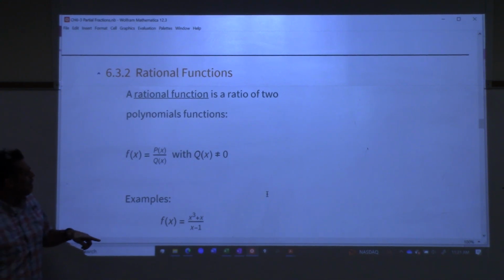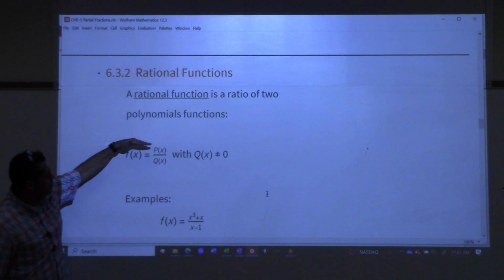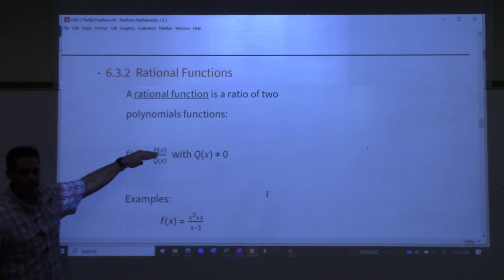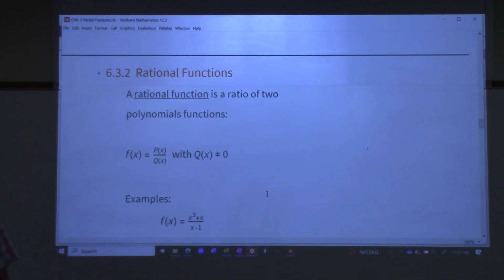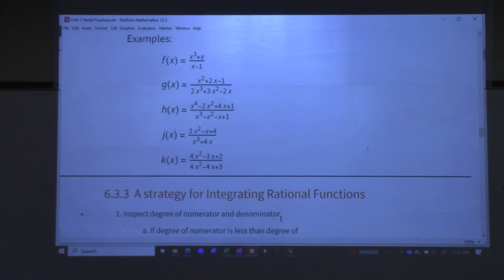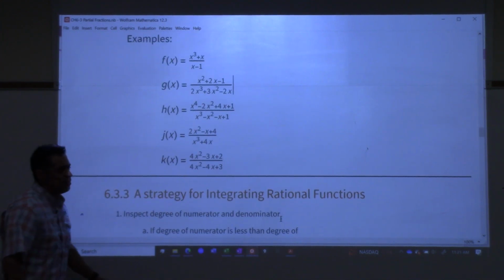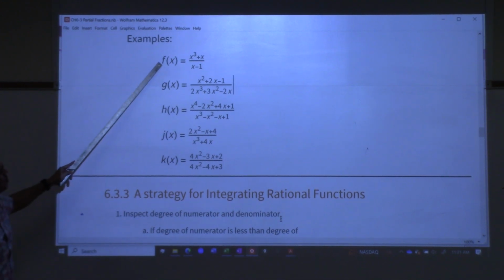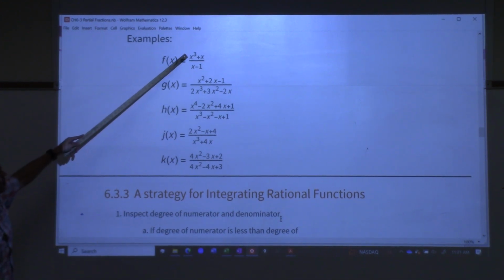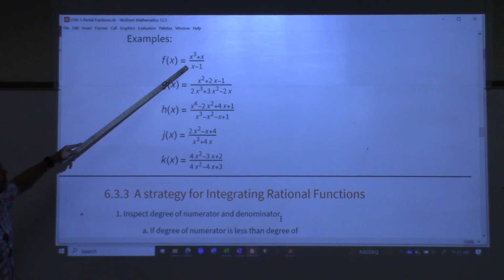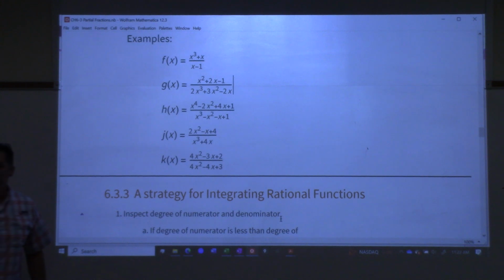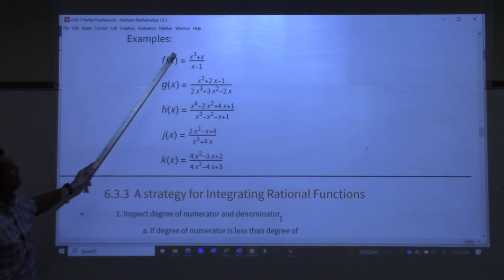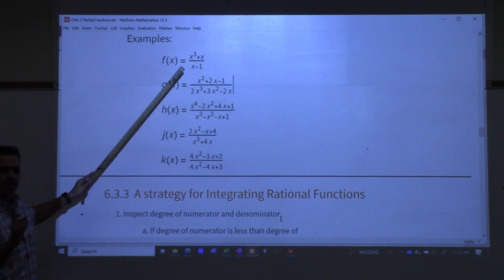Rational functions from college algebra is anytime you take a polynomial and divide it by another polynomial. That's a rational function. And I have examples here of different rational functions. And I want to point out some things with these rational functions. The first one, f, you have a polynomial on top, polynomial on the bottom, right? What is the degree of the numerator? 3. What is the degree? When I say degree, what am I talking about? Highest power of x. So the degree of the numerator is 3. Degree of denominator? 1. Okay, so that'll be important in a minute.